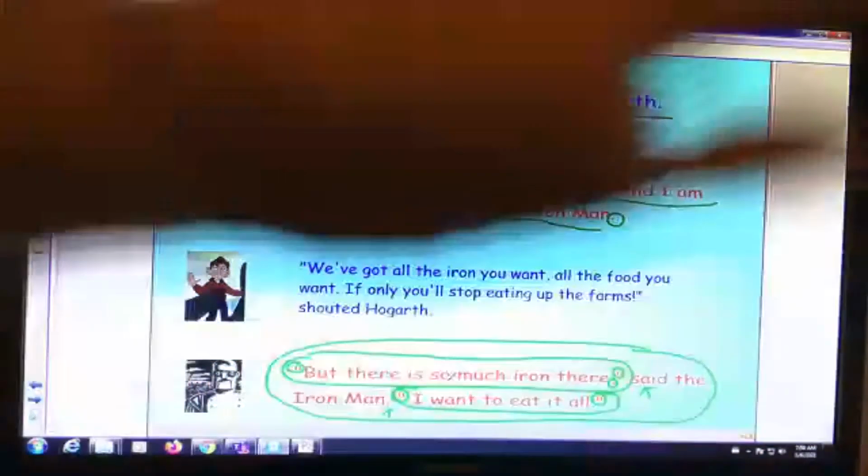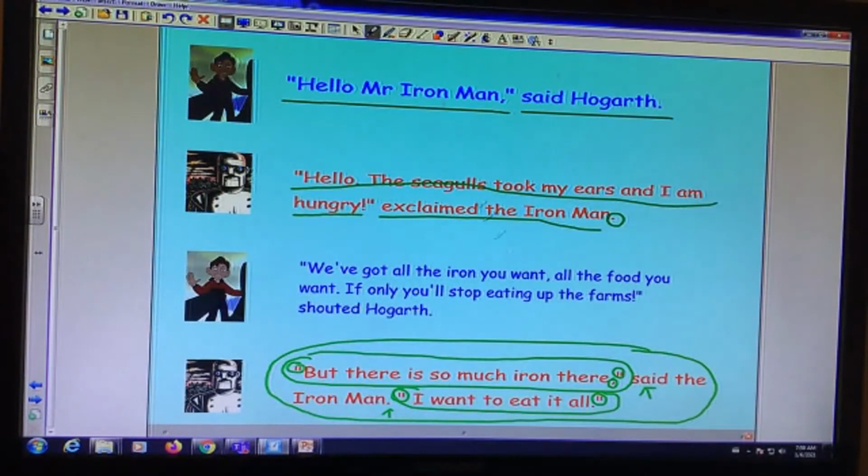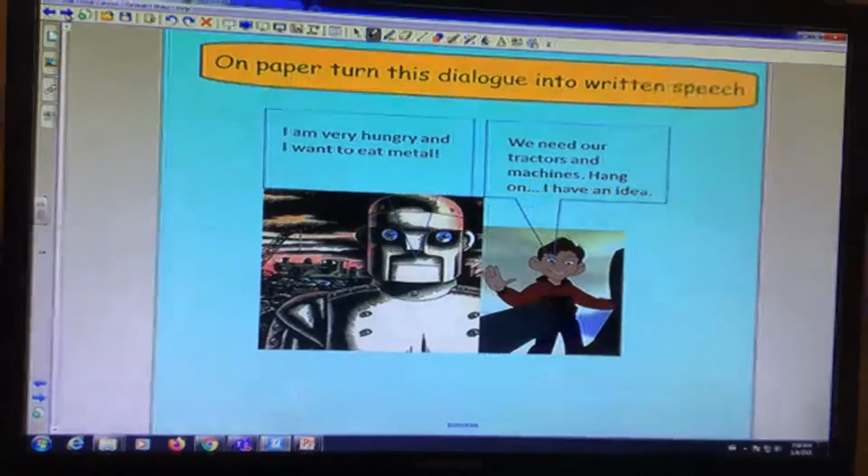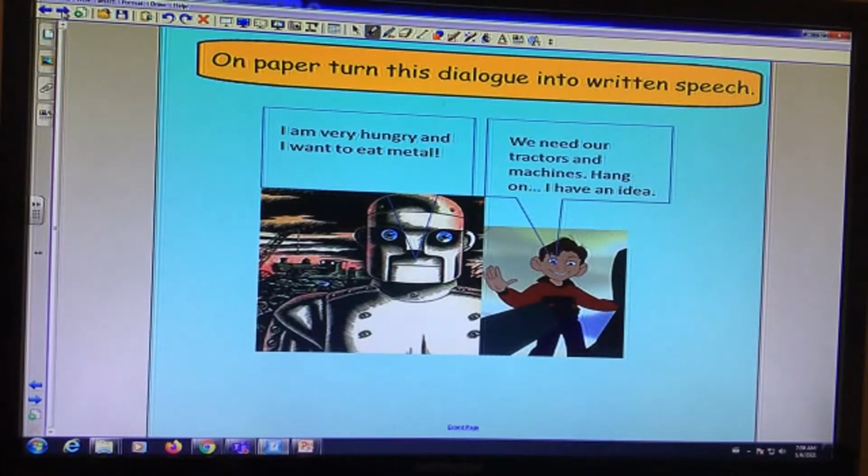It's just flowed on in one go. All right. So let's just move on and find out what you need to do. On Dojo, there's going to be a sheet where you've got a couple of pictures like this, and you've got some speech bubbles that we need to throw away and change into dialogue using speech marks. So Iron Man says, "I am very hungry and I want to eat metal."